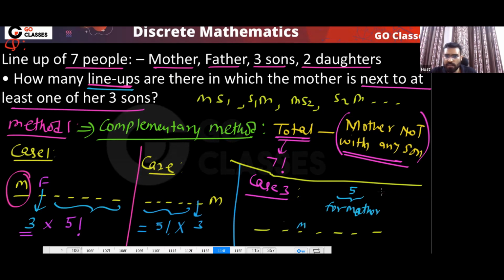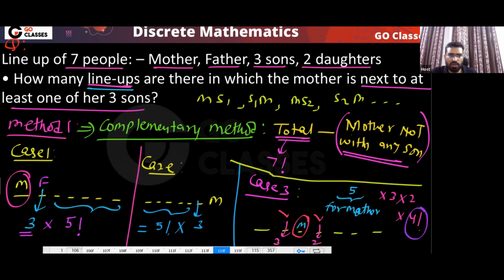If mother is here, then what should happen? For this position, how many choices? 3 choices for this position. This position has 2 choices. The remaining 4 people can arrange in 4 factorial ways. So on the left of the mother, 3 choices, and 2 choices on the right of the mother.